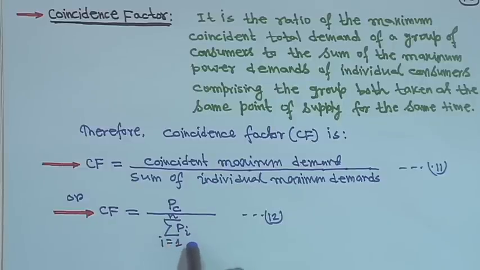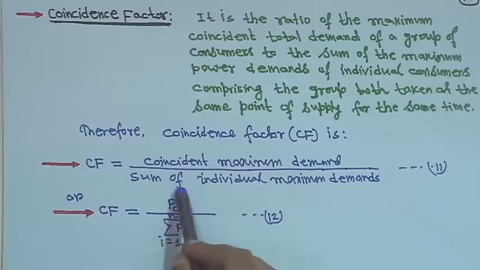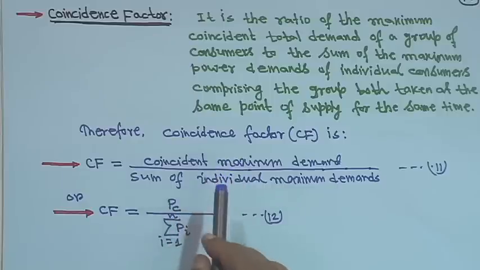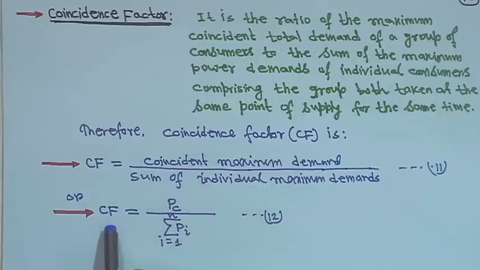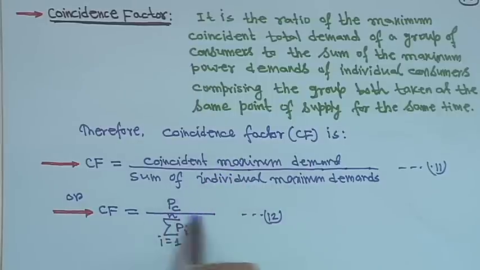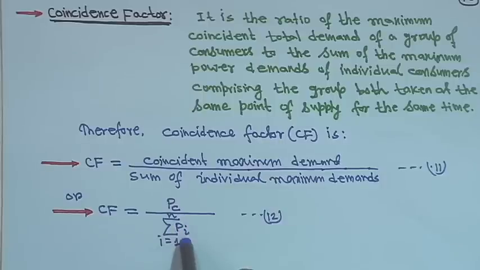It is just the reciprocal of the diversity factor, right, because the diversity factor FD was sigma Pi, i equals 1 to n, divided by Pc, and the coincidence factor is just the opposite, Pc divided by sigma i equals 1 to n Pi. This is equation number 12, right.